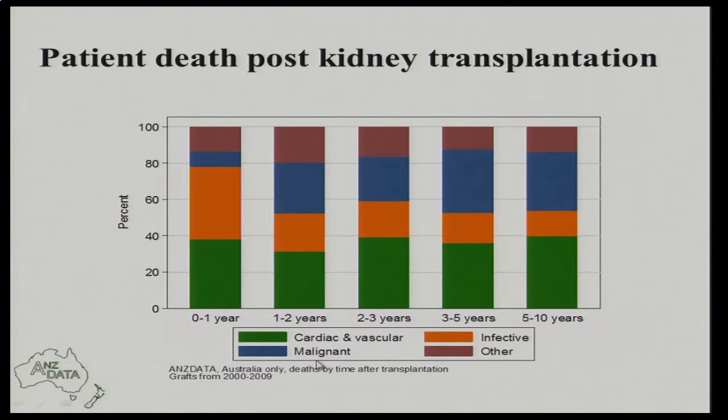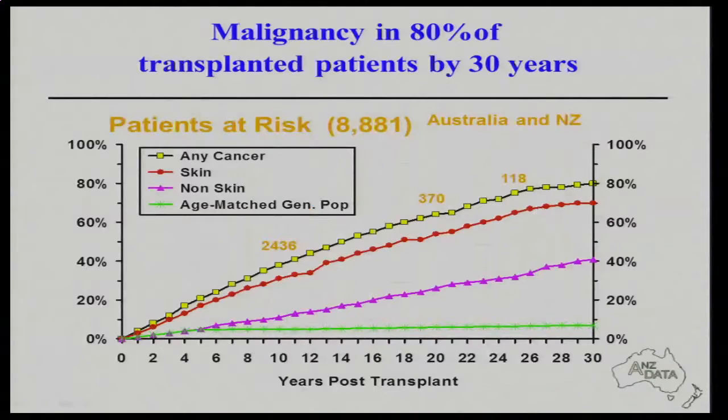You can see that as the years have gone on, this is patient death. In the blue is malignancy, that is time dependent and is a bigger cause as time goes on. And this green is a steady cardiovascular cause of death, which has remained steady as time goes on. But the big growth pattern is in malignancy as time goes on.